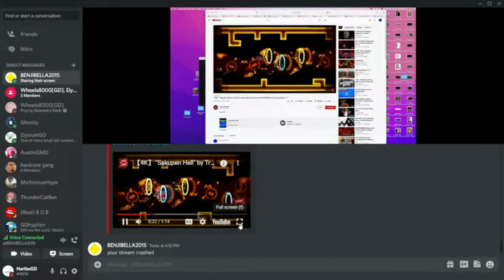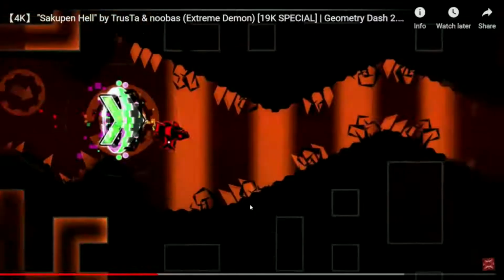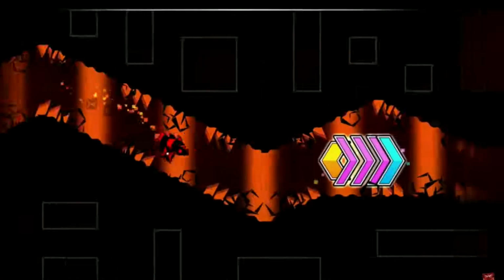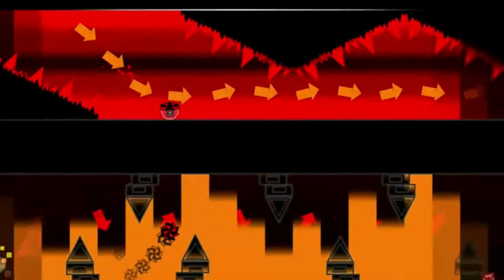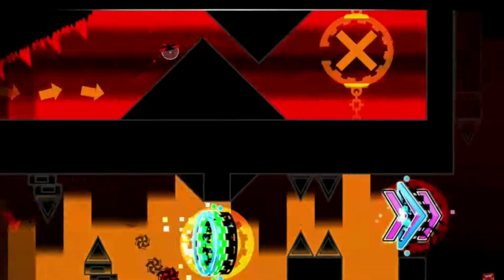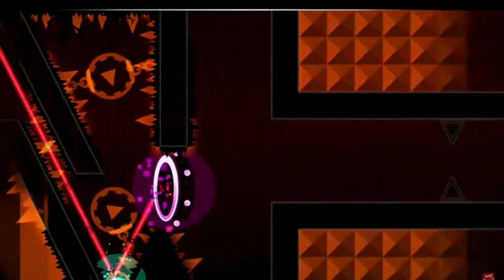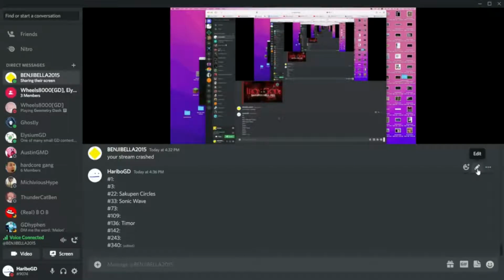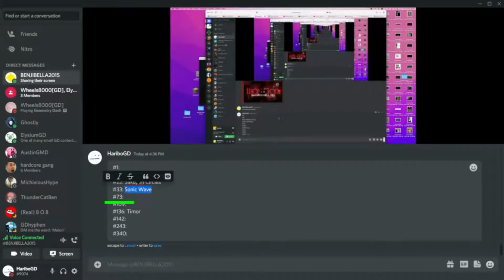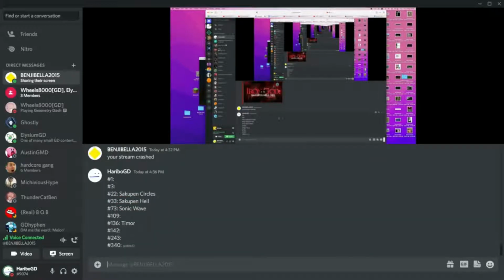That's a precise note. Yeah, okay, that looks kind of hard. Wait, do you control two things at once? Yeah, but you're only using one button. It's the dual game. Right, so you're clicking with one mouse. Okay, that looked kind of hard as well. Thinking about maybe I could switch that around with the Sonic Wave. Put Sonic Wave at 73 and that level at 33. So Sakupan Hell at 33 and Sonic Wave at 73 is what you're saying. Yeah. Okay.